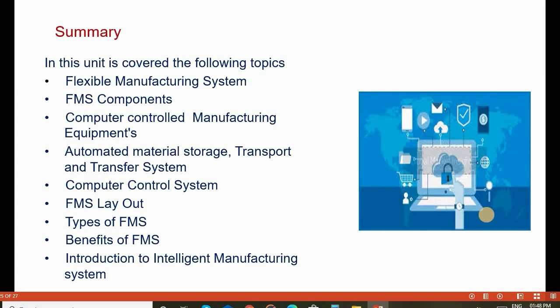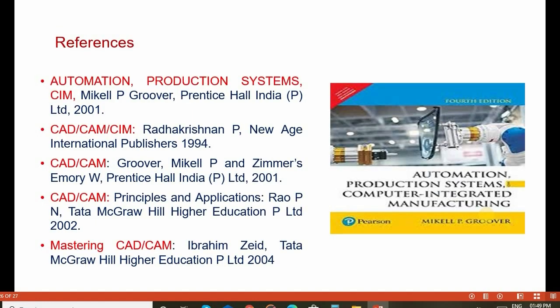So far we have covered various topics in flexible manufacturing systems, such as what flexible manufacturing systems are, various components in flexible manufacturing systems, computer controlled manufacturing equipment, automated material storage, transport and transfer systems, computer control systems, human labor, flexible manufacturing layout, types of flexible manufacturing systems, benefits of flexible manufacturing systems, and introduction to intelligent manufacturing systems.